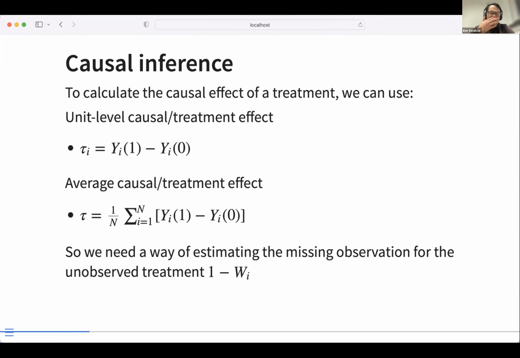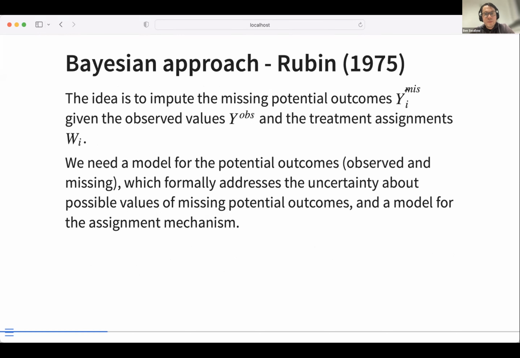So this is asking what the impact of a particular treatment is on the outcome, either for a particular individual, which we call the unit level causal effect, or as an average over all observational units. That's usually called the average treatment effect, or ATE. In order to do this, we need a way of estimating the missing observations for whichever treatment we don't observe, 1 minus W_i.